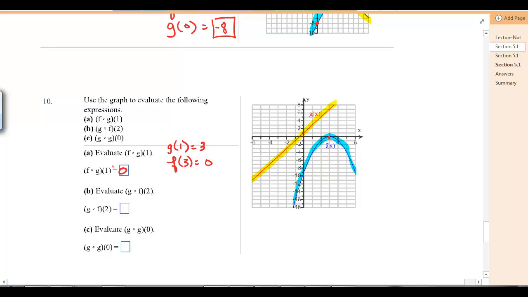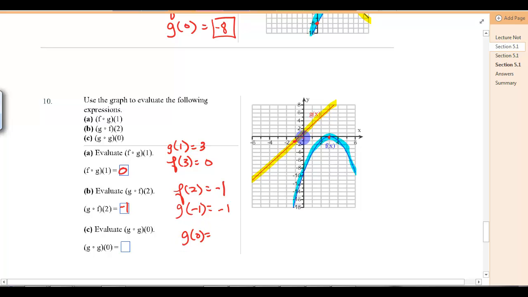All right, g of f of 2, we'll go to 2 on the x-axis, go till we meet the f, and f of 2, we're at -1. And then we'll do g of -1. We'll go to -1 on the x-axis, we'll go down, and we are at a y value of -1. So -1 goes there.